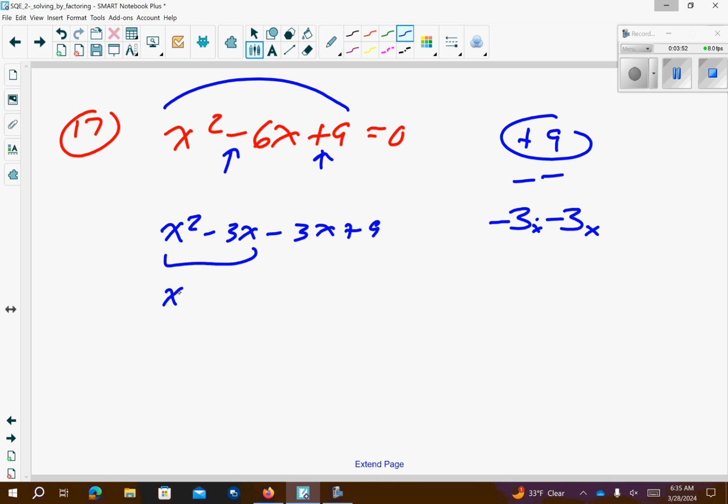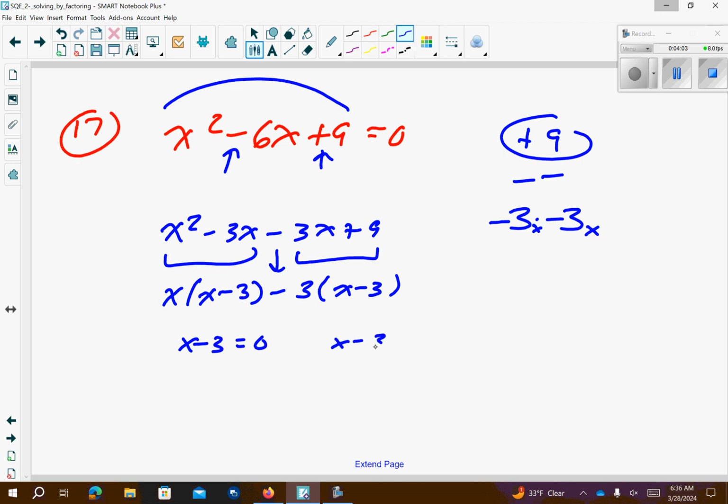So let's factor this out. Bring down that negative sign. Let's factor a negative 3 out of both. Remember, both signs change. So we're going to get x minus 3 equals 0 and x minus 3 equals 0. Add 3 to both sides.